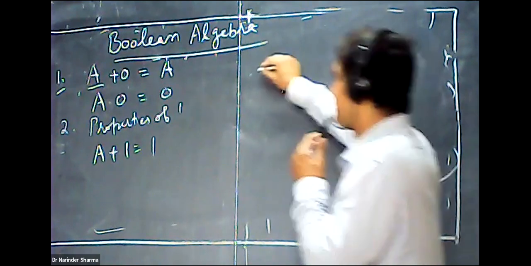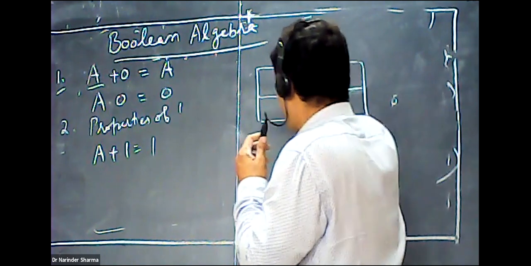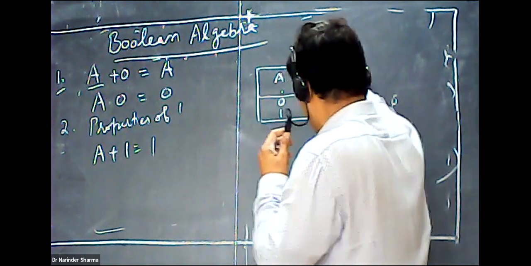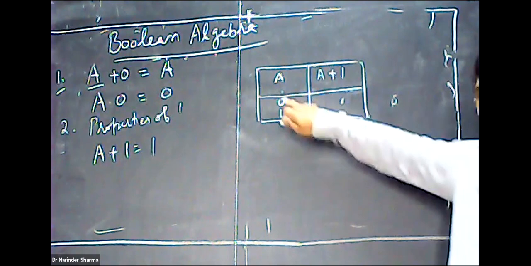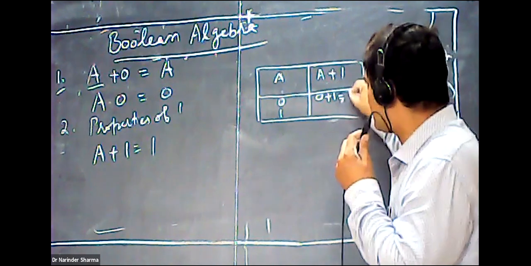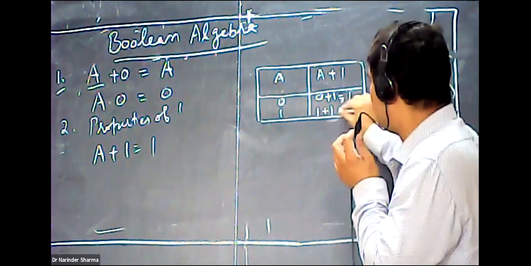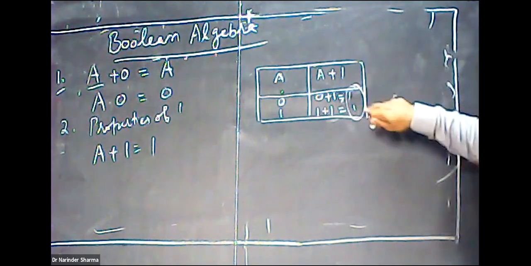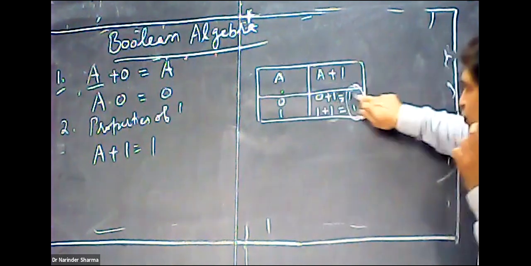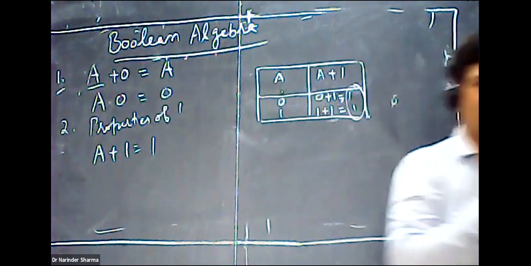Why? See, I will draw this truth table. A may have value 0 or 1. This is A plus 1. For A equal to 0, 0 plus 1 is equal to 1. Now 1 plus 1 is equal to 1. In both cases, the value is 1 at the output. A may have 0, its value is 1. A may have 1, its value is 1. That's why it is written A plus 1 equals 1.